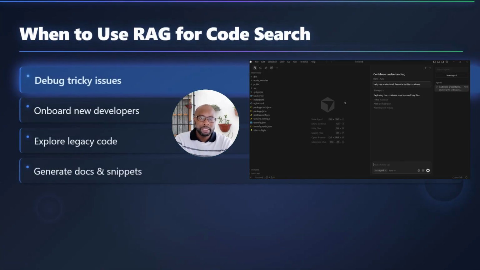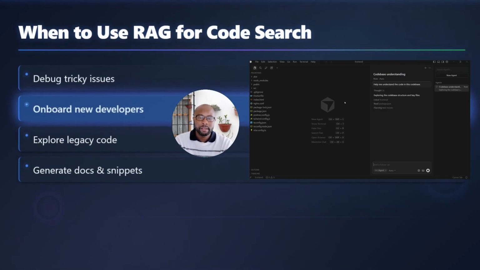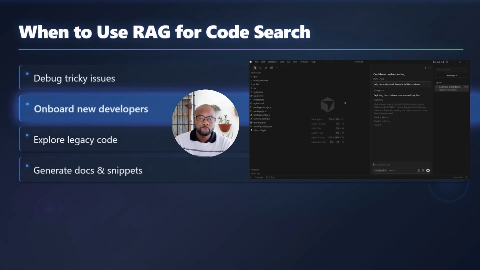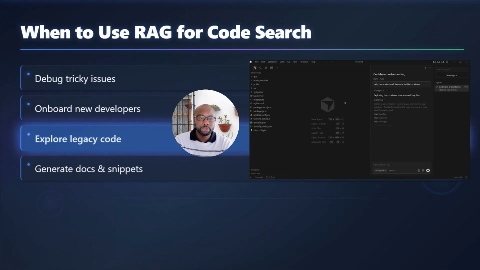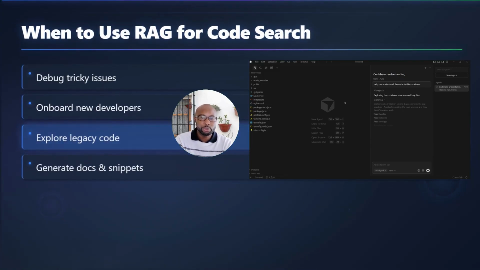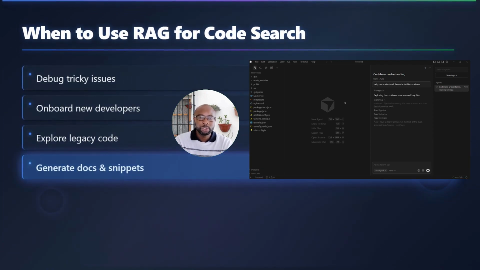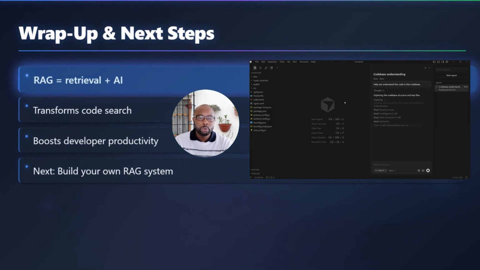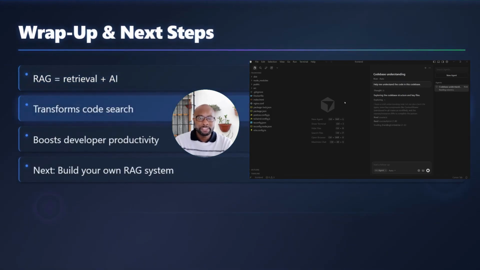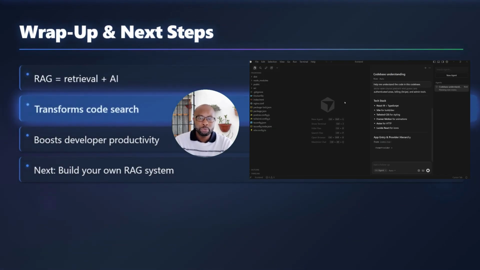You might be wondering, when should you use RAG for your codebase? Great question. It shines when debugging tricky issues, onboarding new team members, or exploring legacy code. Plus, it can generate code snippets or documentation based on your entire repo's knowledge. The key takeaway here: RAG combines your code's knowledge with AI's understanding to transform code search from frustrating to fluid.